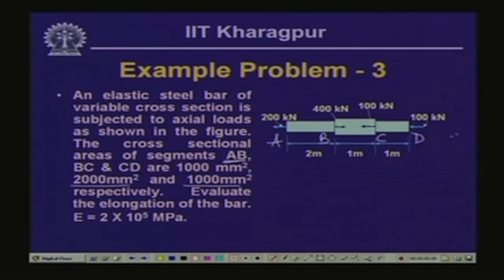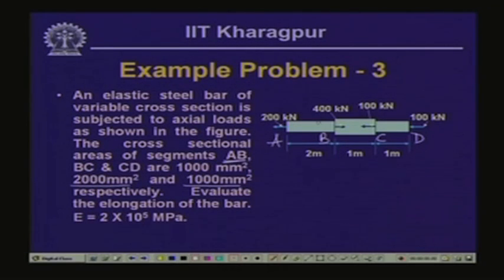If we look into it, the bar is subjected to the action of an axial force of 400 kilonewton in the positive x direction, and in the negative x direction we have 100 plus 100 plus 200. So, 400. So, this is in equilibrium. Now, if we take the free body of the different parts of this particular bar, then we can find out the amount of forces that each segment is subjected to.